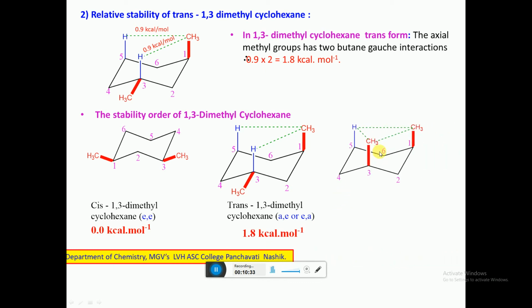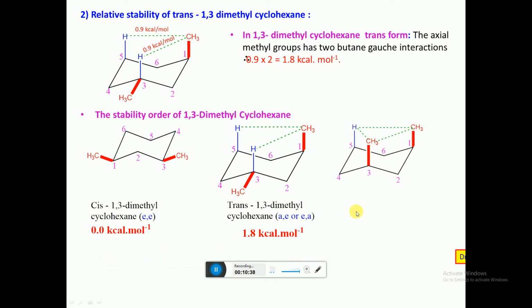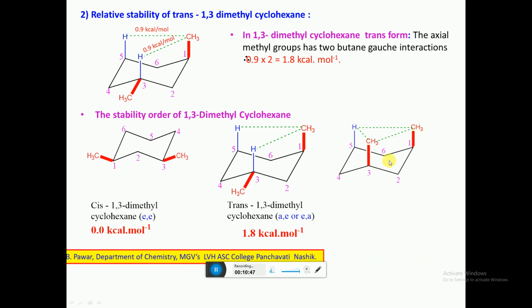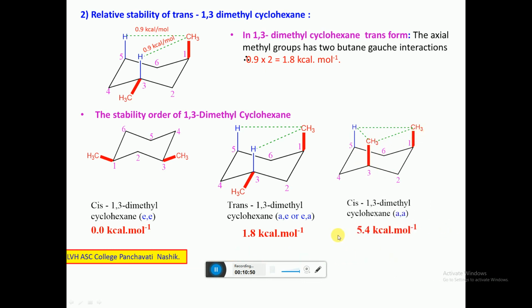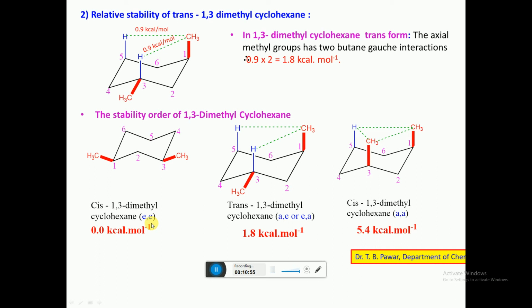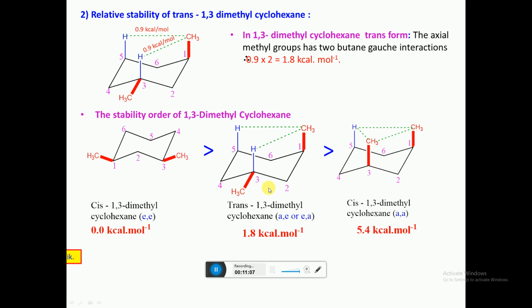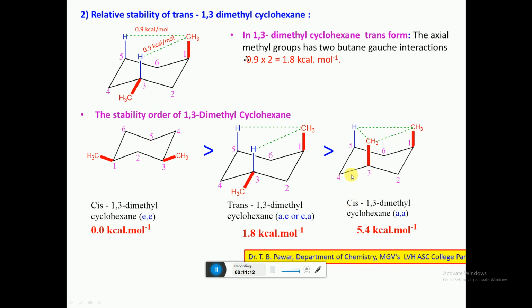And whenever both the methyl groups are in an axial position, it's less stable than the other isomers, because of strong steric interaction, 1,3-diaxial interaction, and bulkier methyl group interaction at the 1 and 3 positions. The energy is 5.4 kilocalorie per mole. So the cis 1,3-dimethyl cyclohexane equatorial form has the highest stability, more stable than the trans 1,3-dimethyl cyclohexane with equatorial-axial or axial-equatorial positions, and this is more stable than the axial form.